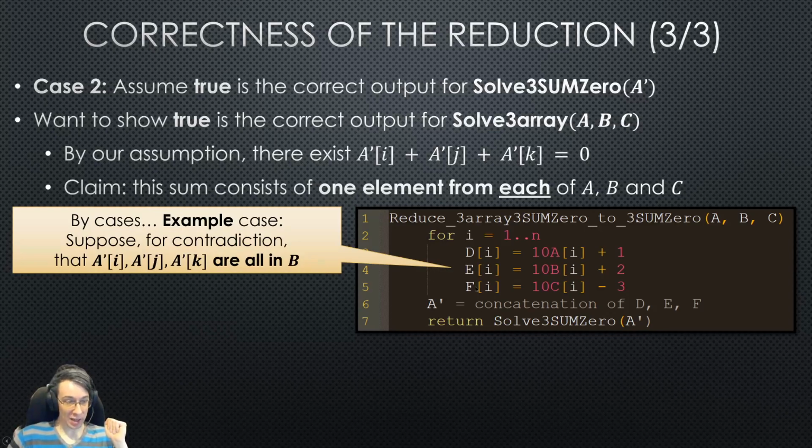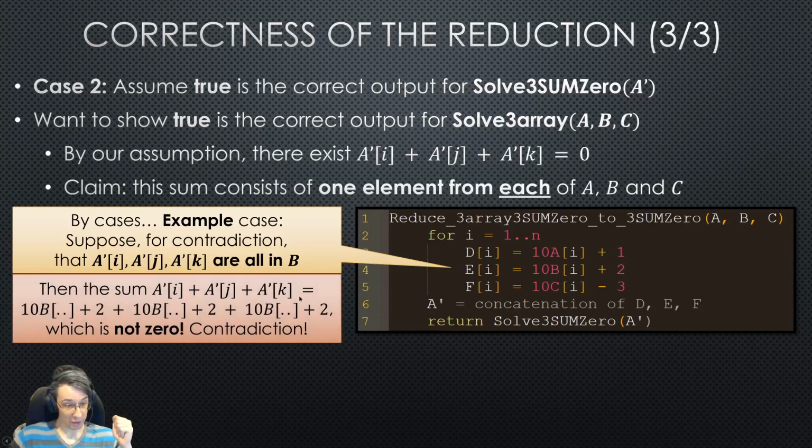The argument here would be by cases, just as I basically made that argument intuitively a couple slides ago. So as an example case, suppose, to obtain a contradiction, that a prime of i, a prime of j, and a prime of k are all from subarray B. In other words, they were all found in E, the subarray E of a prime. So they all came from the subarray B in the original input. Well then, the sum of those three elements in a prime would be, remember, a prime is obtained by concatenating D, E, and F. And these elements came from B, so they were in E, so they were transformed by multiplying by 10 and adding 2.